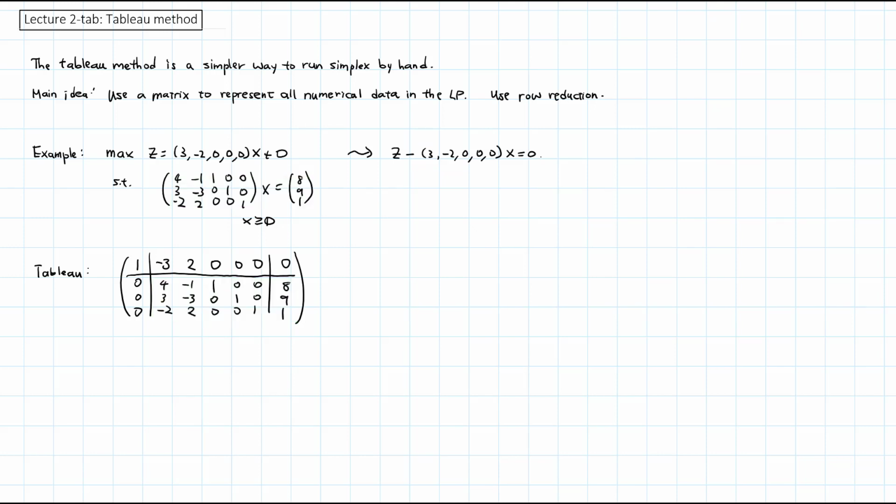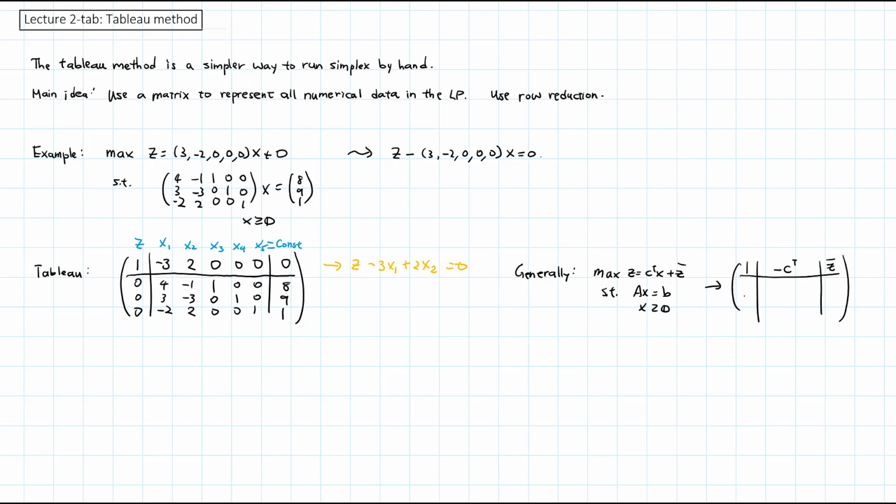The first column represents z, which we will not touch. This is followed by the 5 variables x1 to x5, and the rightmost column is the constant term. Notice that we have lined up the equal sign so that it comes between the last variable and the constant term. So the first row represents z minus 3x1 plus 2x2 is equal to 0. More generally, for an arbitrary LP like this, our tableau has this form: 1, minus c transpose, and z bar in the top row, and 0, A, b for the remaining rows.